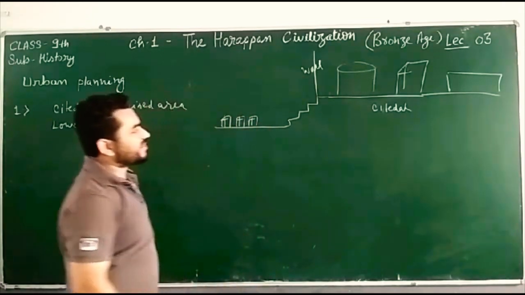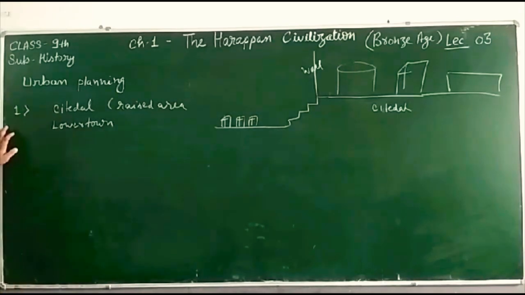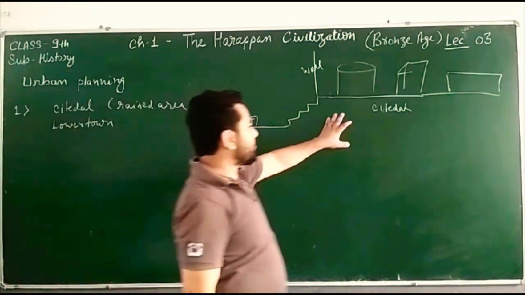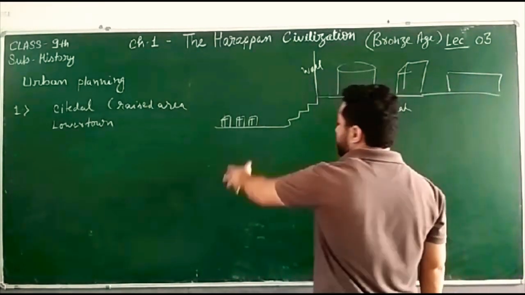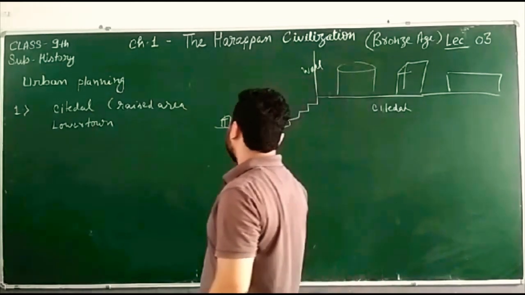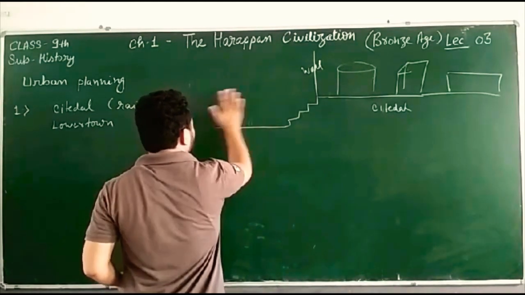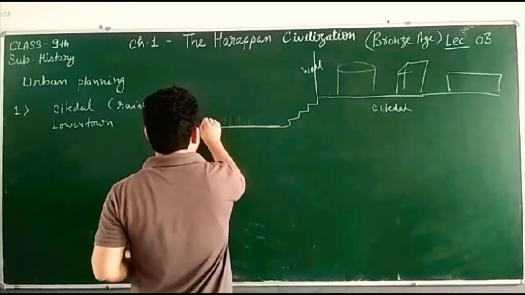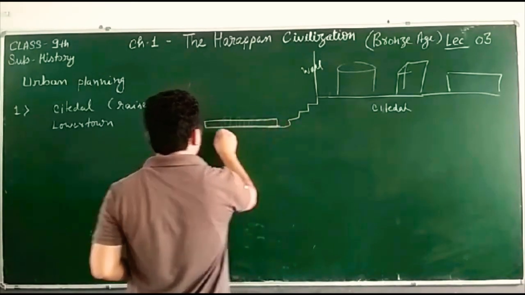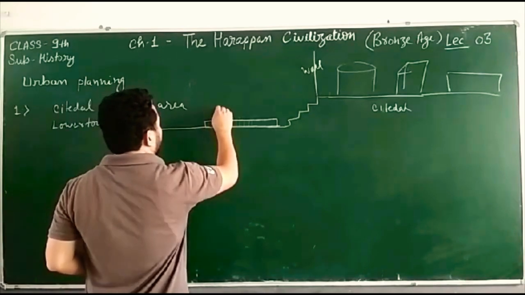So you can say that the Harappan cities were divided into two parts. One was the raised area, which was called the citadel, and the other was the lower town. These houses in the lower town were also built on mounds, or raised platforms, right? Why?